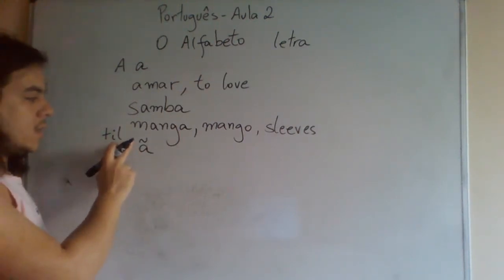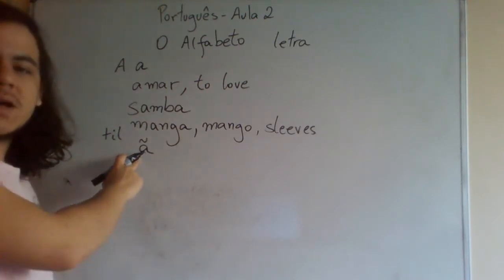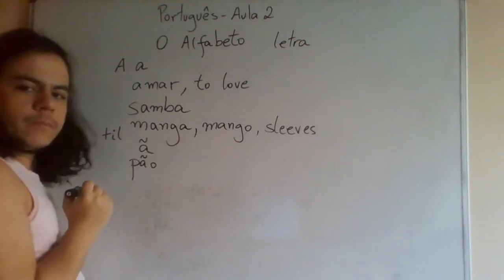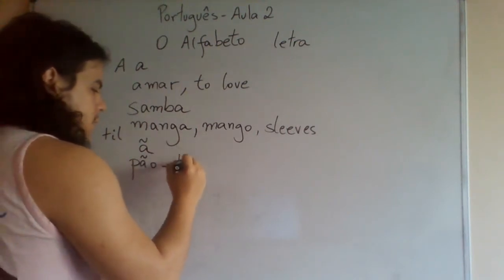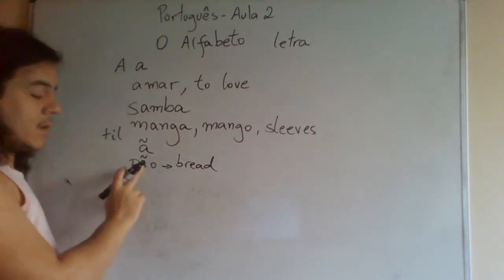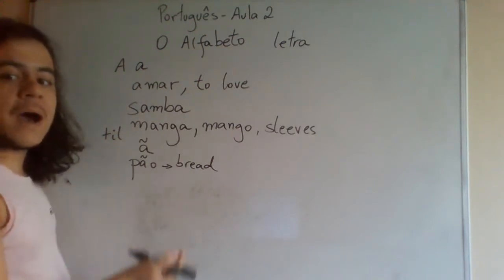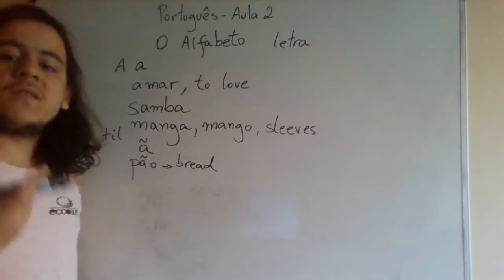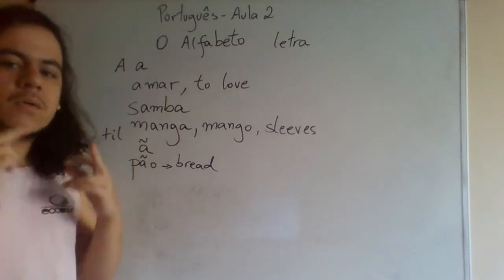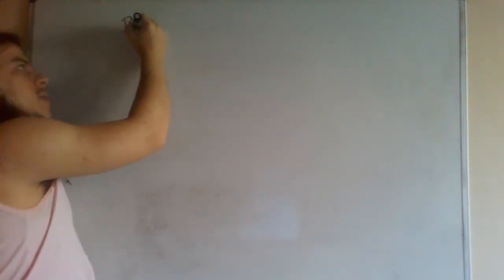So when it comes above letter A, this letter A will have a nasal sound. For example, pão. It means bread. Pão. See? The nasal sound. Pão. We don't say pau. We don't say it with an open sound. We say pão with a nasal sound. The sound comes from the nose. Pão.